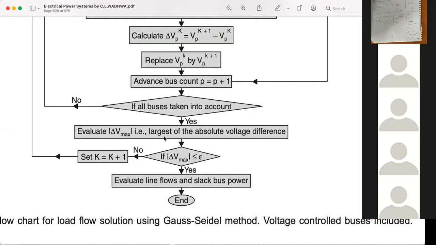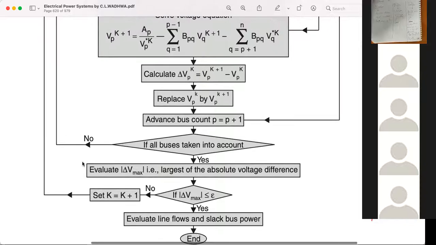And we will evaluate delta max, the largest change in the voltage, and if it is less than the specified limit, then the answer is reached. Else we will again go for iteration and solve. So this is how we will be solving a system.